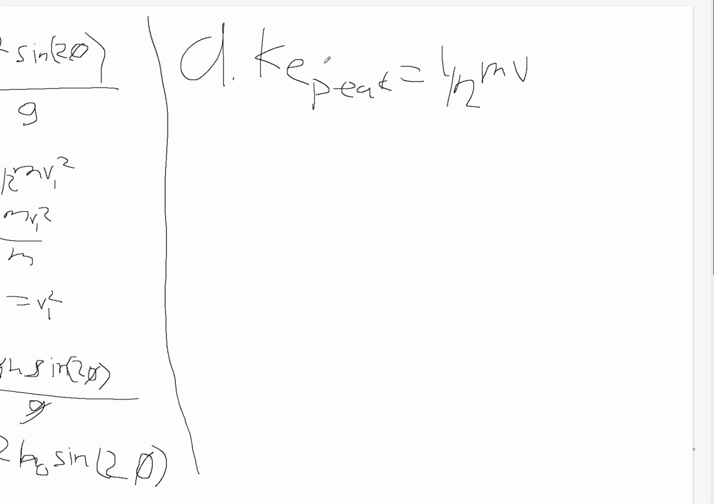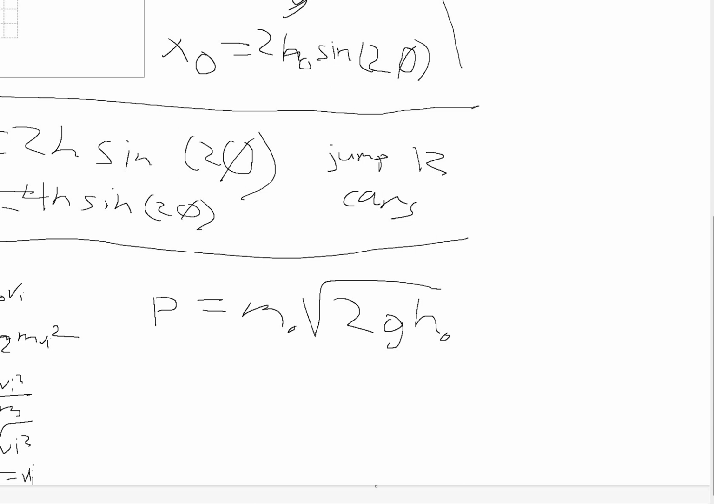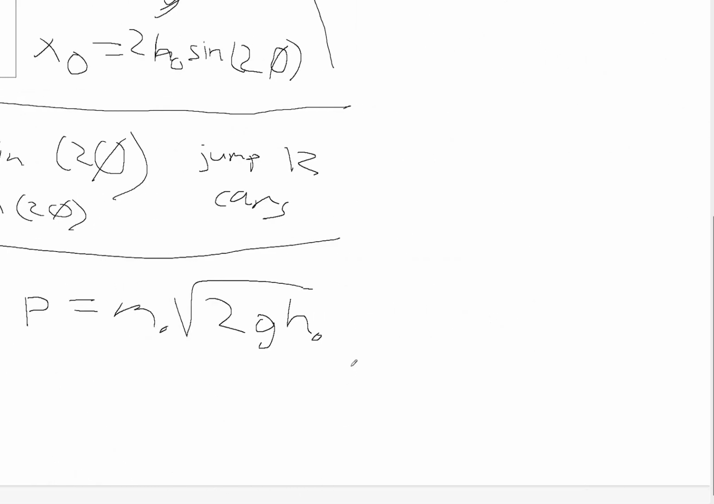the cyclist has reached its highest point, and whenever during projectile motion something has reached its highest point, at that instant the velocity vector is only in the x direction. There's no y velocity. Therefore, we know that the velocity has to be only in the x direction, vx. And then we know from part C that vi is equal to the square root of 2gh.